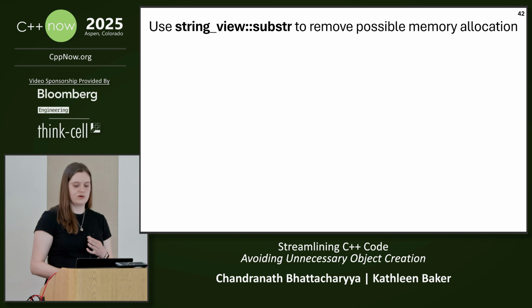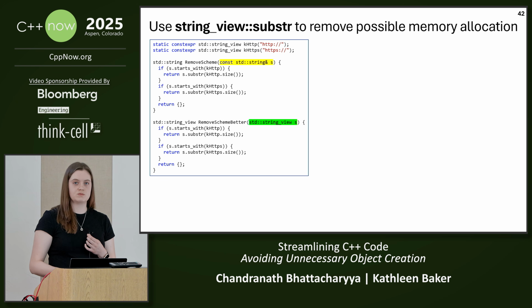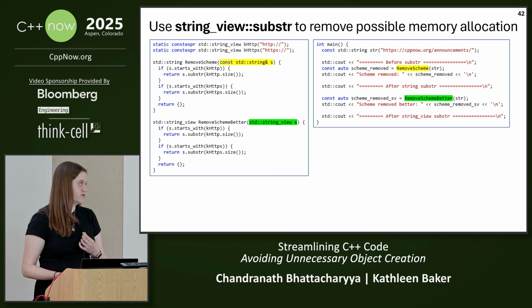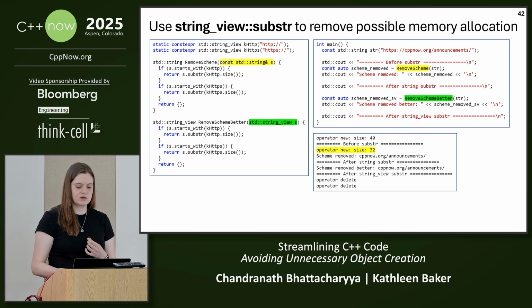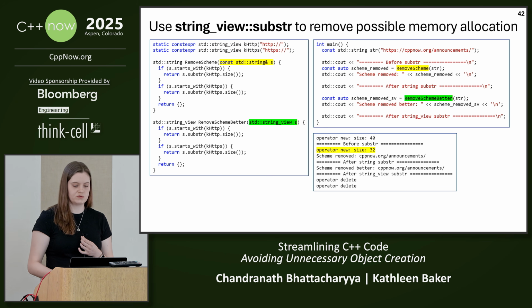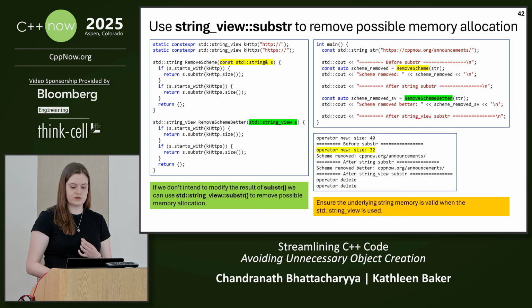Now we'll look at how to use string_view substr to remove possible memory allocation. We have a function RemoveScheme, which takes a const string reference, and another function RemoveSchemeBetter, which takes a string_view. Both of these functions return a substring using s.substr. So this code calls RemoveScheme and RemoveSchemeBetter. We can see when calling RemoveScheme with the const string reference, a string is allocated, but when calling RemoveSchemeBetter with the string_view, no extra string is allocated. If we don't intend to modify the result of substr, we can use string_view substr to avoid the extra memory allocation. We just need to make sure when string_view is used, the underlying string memory is still valid.